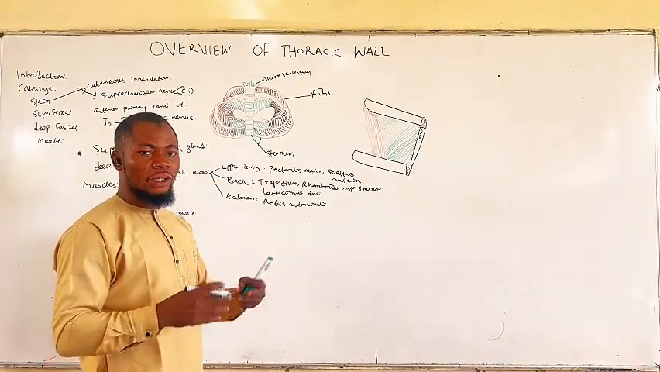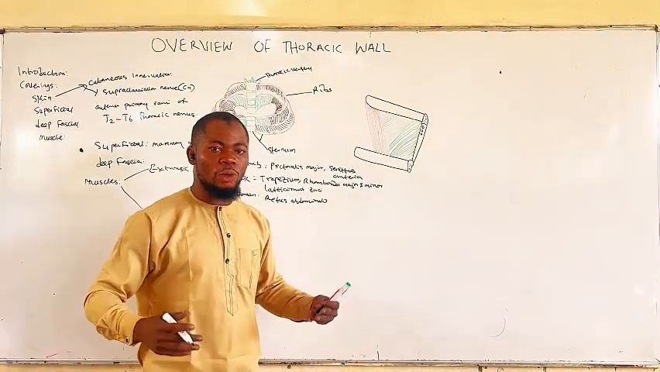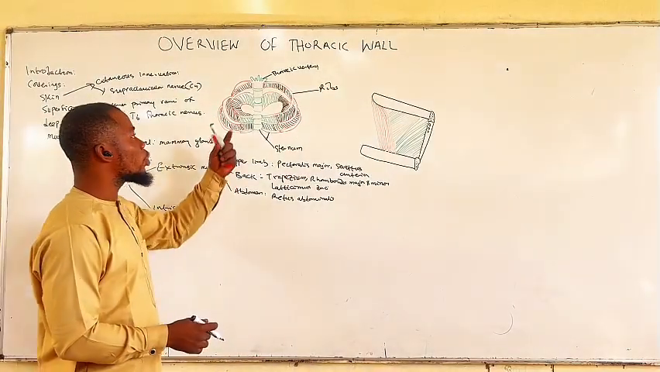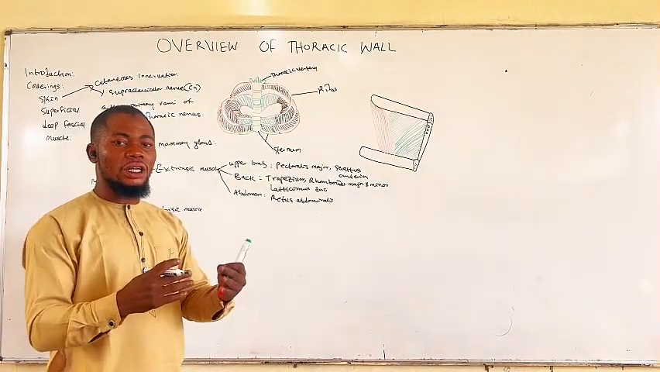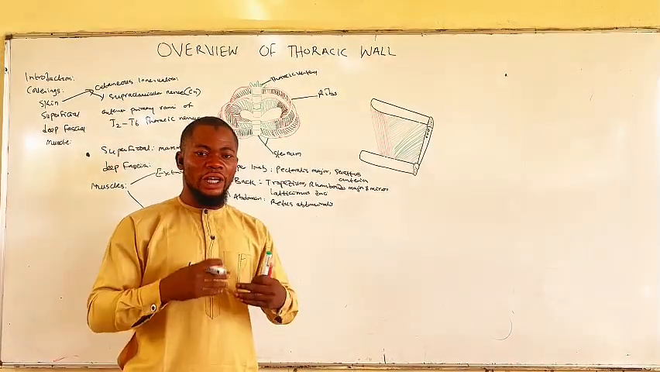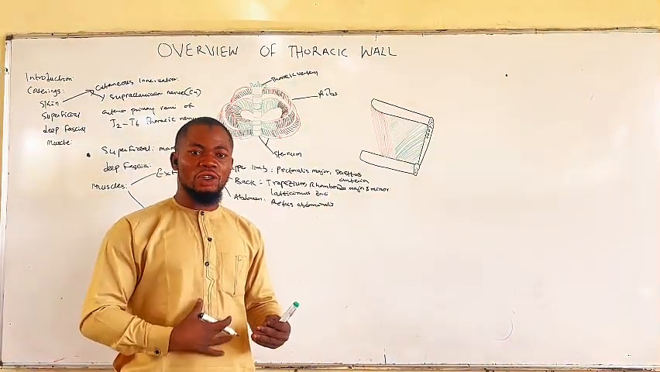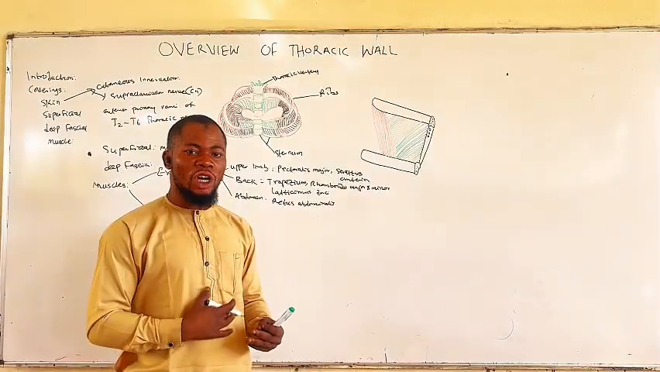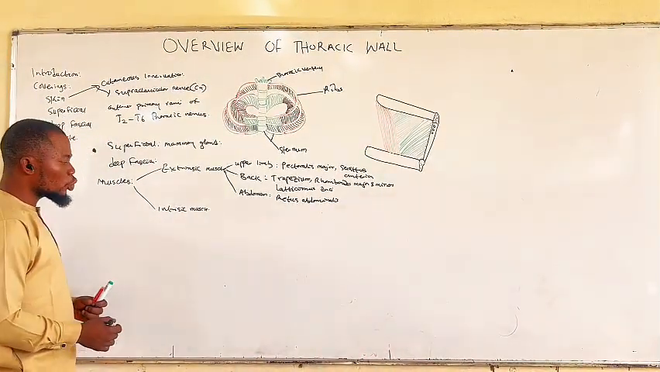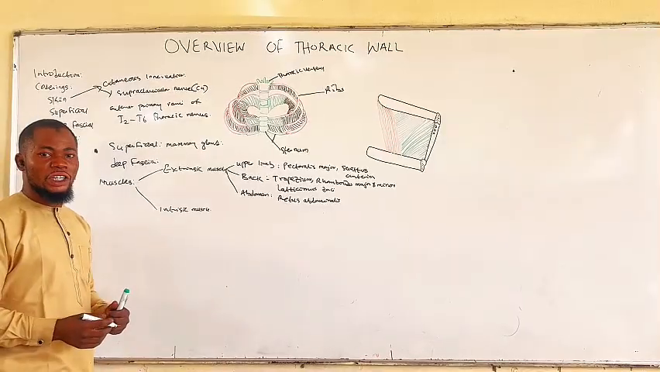They are not confined in the thoracic region, though they are coming from other parts of the body. Now, the intrinsic muscles of the thorax are arranged in 3 layers. And this 3-layer arrangement is comparable to the arrangement of the muscles in the anterior abdominal wall.